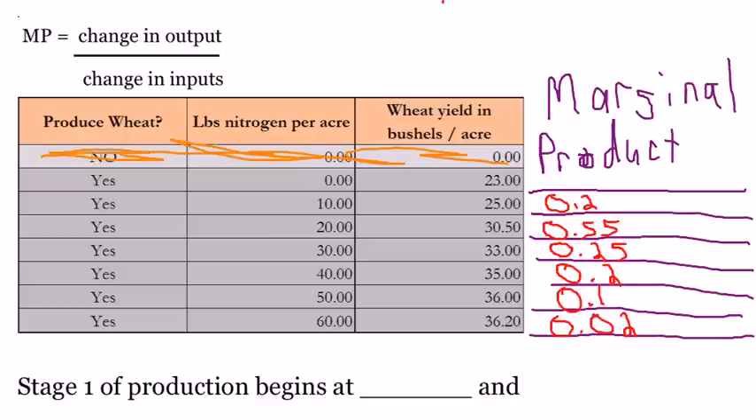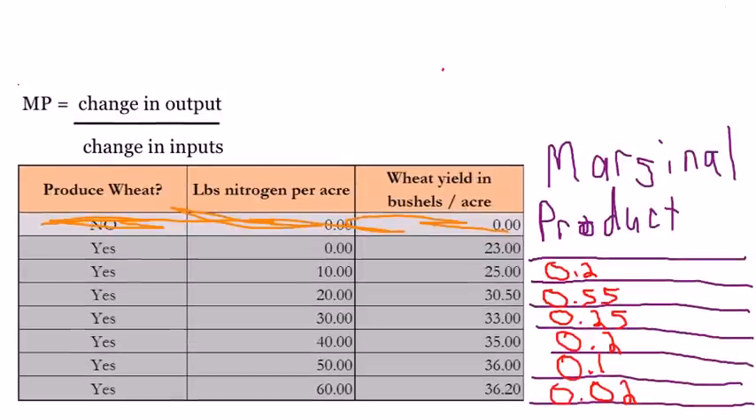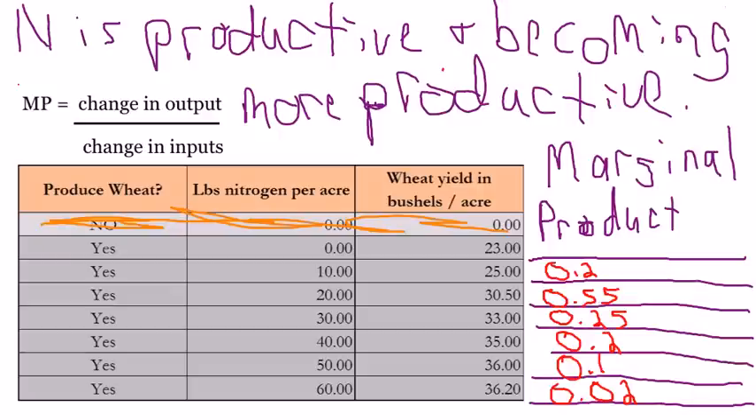Now that we have these marginal products done, we can start talking about where stage 1, stage 2, and stage 3 of production might be in this table. Remember that stage 1 is where nitrogen is productive and becoming even more productive. So that's in stage 1.